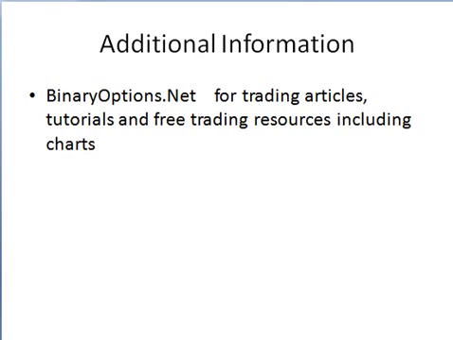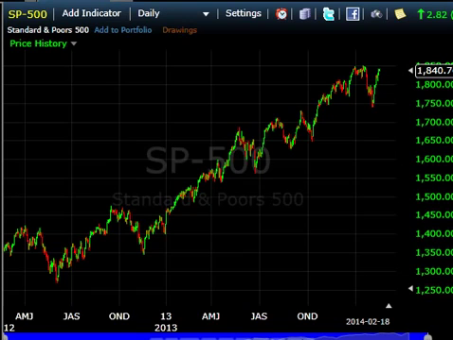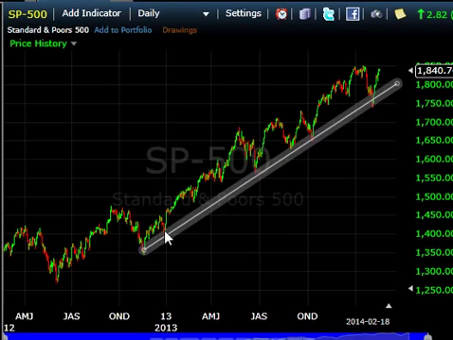Now let's get to a few examples. Probably one of the best trends we have going right now is the S&P 500. I have a daily chart of it here. As we can see, there's our first two. If we continue to extend it out to the right, we can see the price has respected this multiple times.